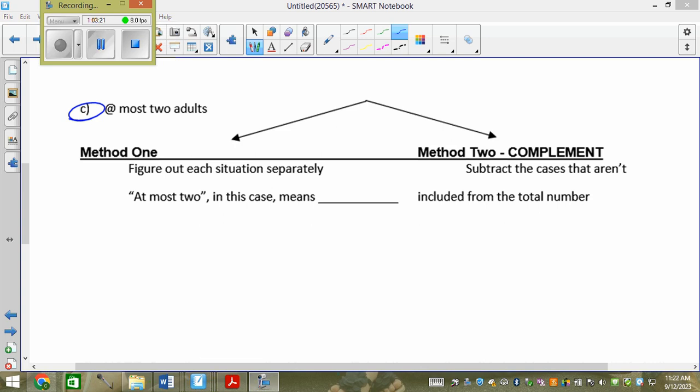At most 2 means 2 or less, right? Which means 2 adults or 1 adult, and then the one that everyone forgets about is 0 adults. You have to remember that it can be none as well. If it says at most 2 adults, it means you could have none.